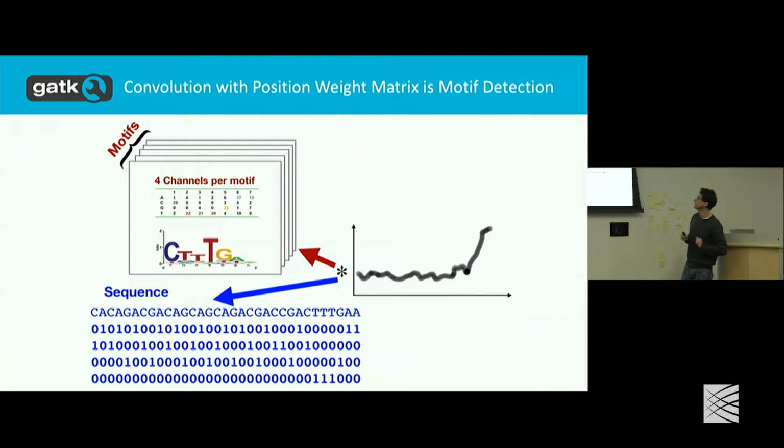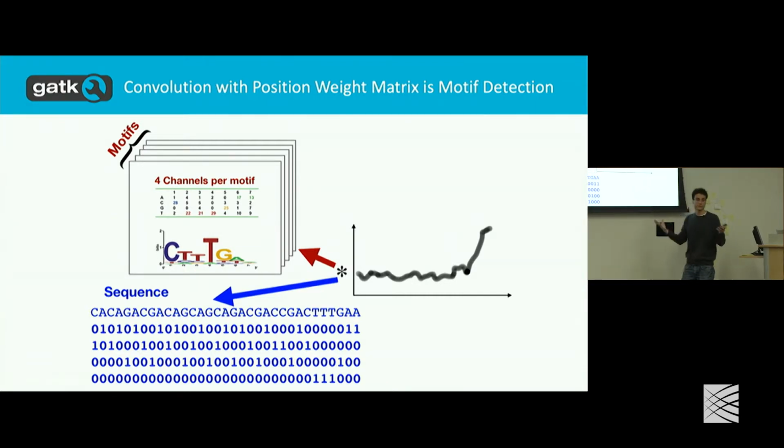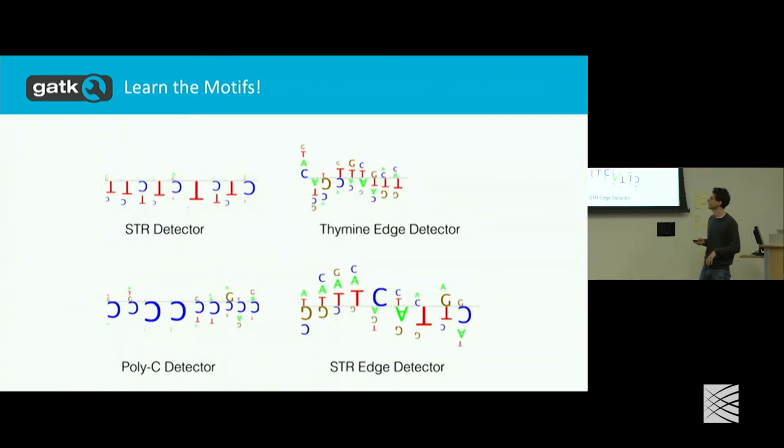Now, with this position weight matrix, we can go looking for sequences. This operation is called convolution. We have our sequence here, and then we have our motif here. By multiplying this one by this one, and then shifting it over, we're doing something called convolution. And that's the same as detecting motifs. This is motif detection, but it's a clearly defined mathematical operation.